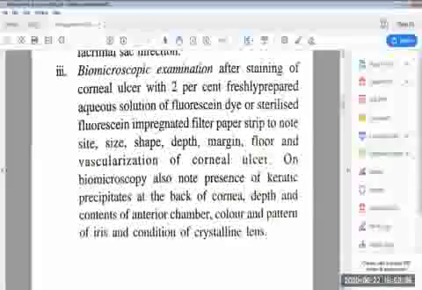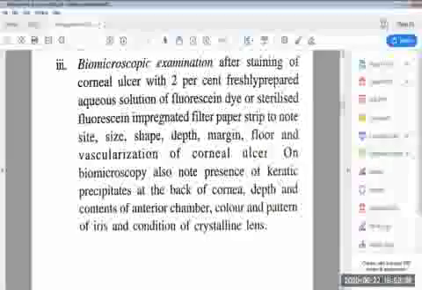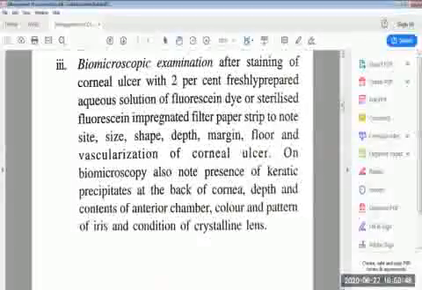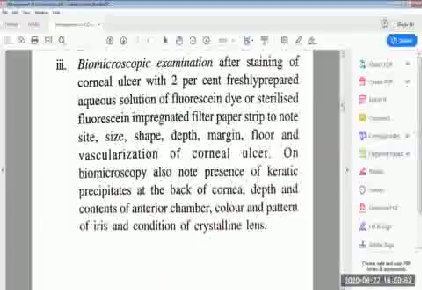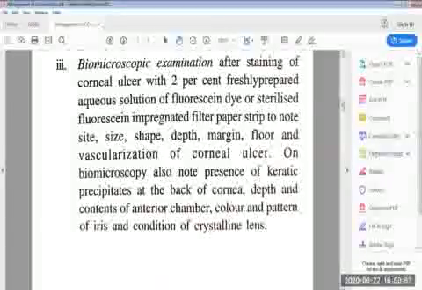Then biomicroscopic examination after staining of the corneal ulcer with 2% freshly prepared aqueous solution of fluorescein dye or sterilized fluorescein impregnated filter paper strip to note the size, shape, depth, margin, floor and vascularization of the corneal ulcer.